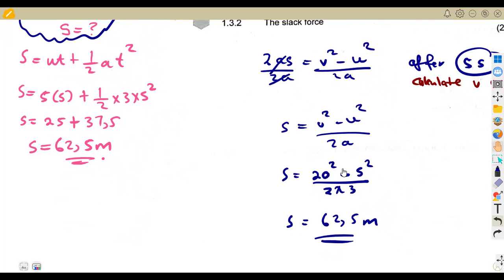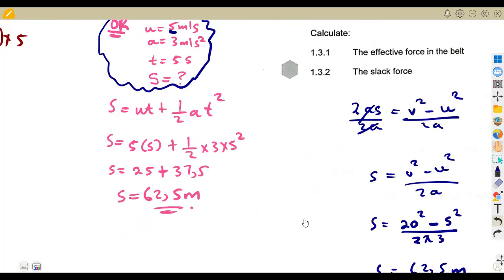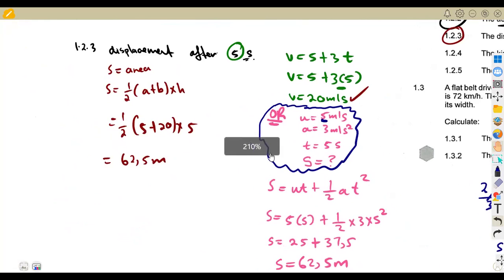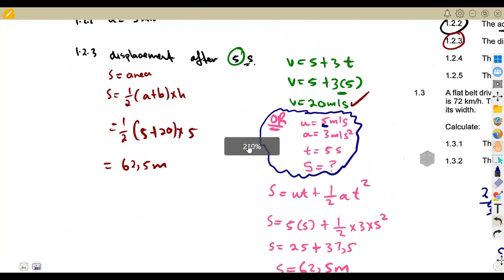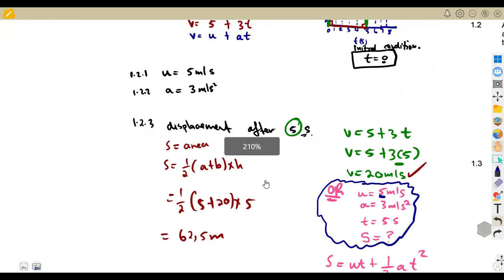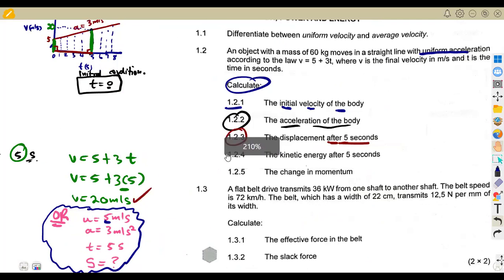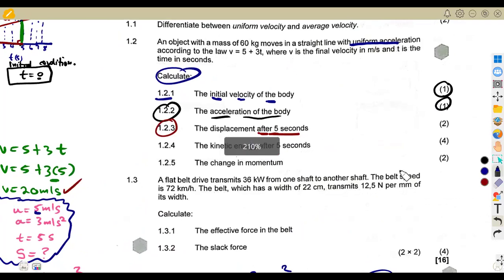So all these answers were for displacement. I mean, all these methods are just for displacement. So it's up to you guys to choose wisely the method that you understand how to work from. All right, so let's check the other part of our question. That was now to calculate 1.24, the kinetic energy after 5 seconds. The kinetic energy after what? After 5 seconds.